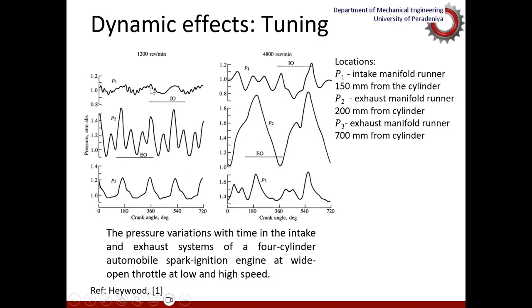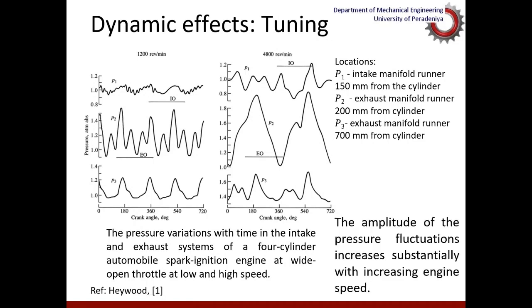You can see at high speeds, the amplitude of these pressure waves is larger. So this is 4,800 revolutions a minute, and this is 1,200 revolutions a minute. You can see when the speed increases, the amplitude of pressure waves also increases, and accordingly, this could be a positive effect in certain conditions, particularly at high speeds, where these pressure waves hitting the walls of the intake system, for example, and reflecting back, drag more air into the cylinder.